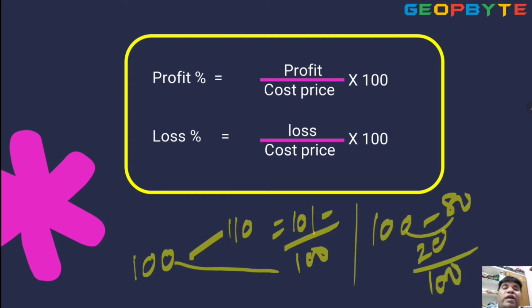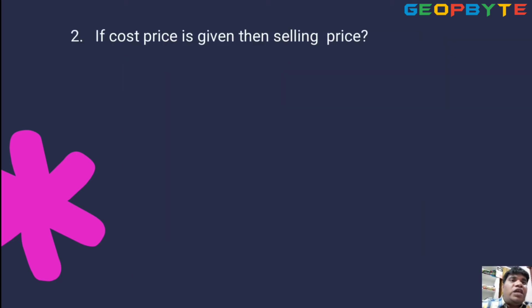So in profit percentage and loss percentage, whatever the profit or loss may be, the denominator is always cost price. The logic: profit percentage is profit by cost price into 100, loss percentage is loss by cost price into 100. Okay, now next, if cost price is given, you want the selling price.